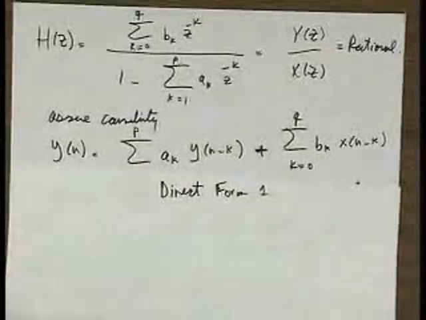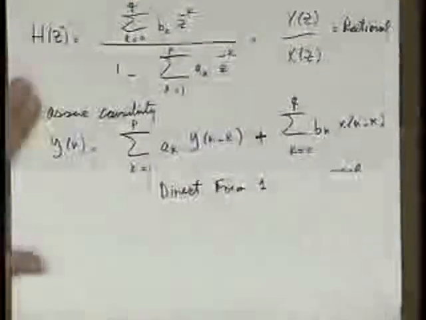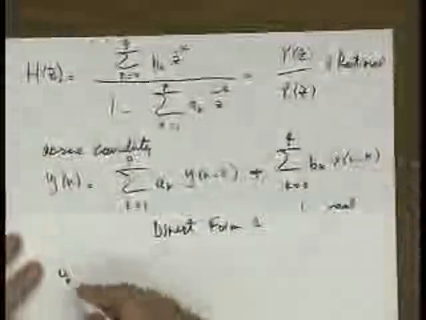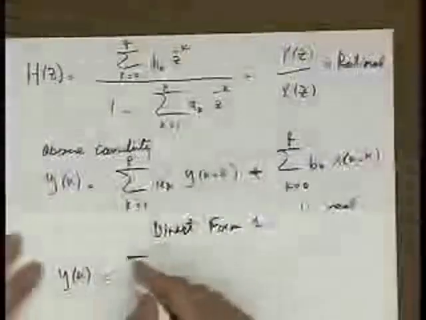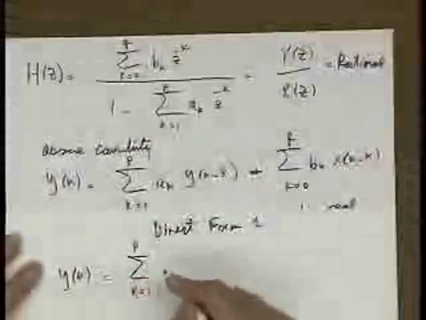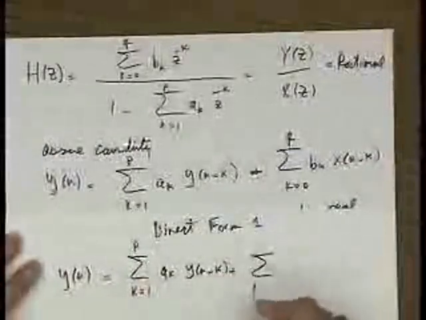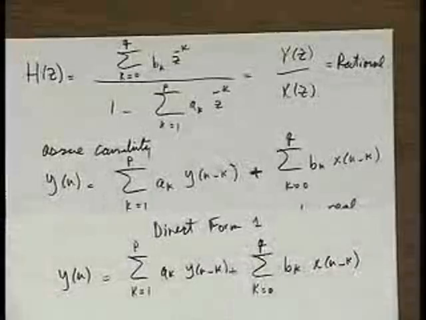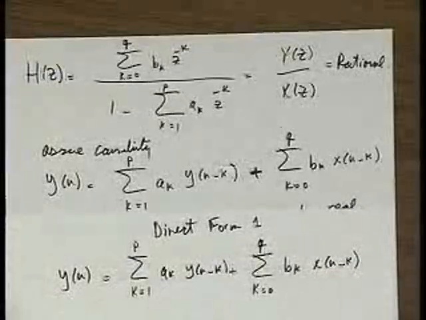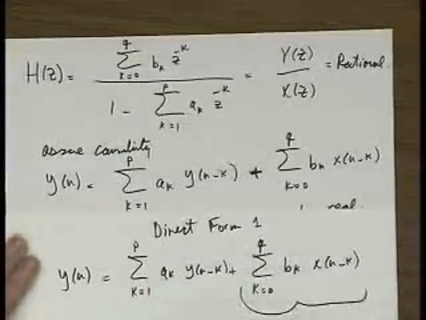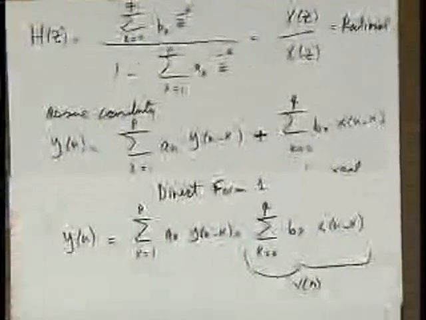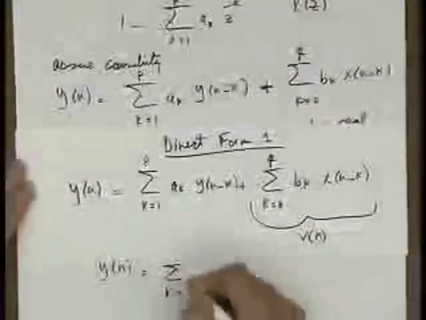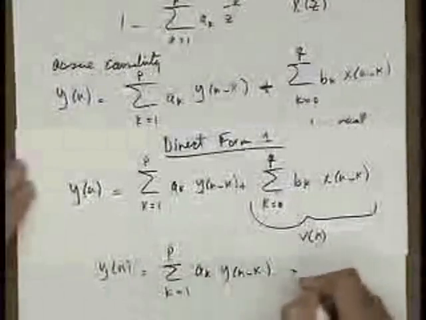So how does direct form 1 work? Well, I'm going to rewrite this, even though it chews up more time and space. I'm going to rewrite this so that I can mark it up, because I'm going to need that intact and clean. This is summation from k equals 1 to p of a sub k y of n minus k, plus summation from k equals 0 to q of b sub k x of n minus k. So I'm going to call this guy a new signal. I call it v of n. And if I do that, then y of n is equal to the sum over k from 1 to p of a sub k y of n minus k plus v of n.